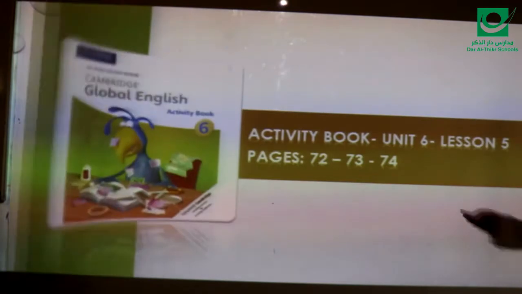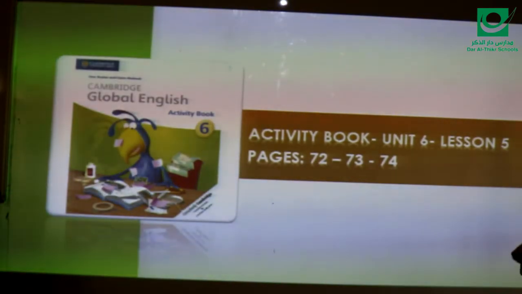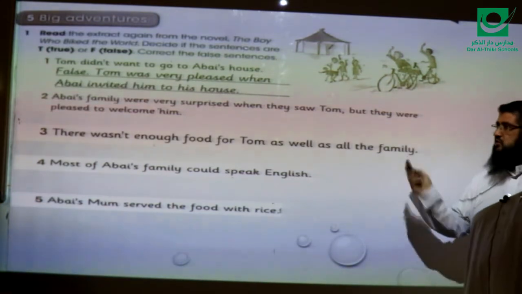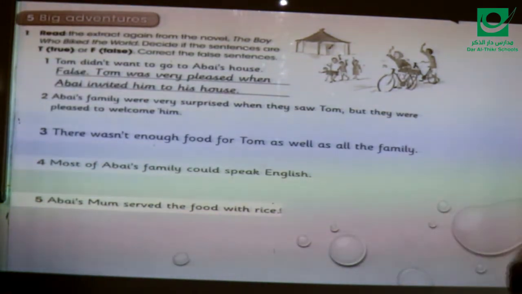Now, if I move quickly, students, to the activity book, please read the extract again, and if it's true, okay, if it's wrong, you need to correct the false one. Number one, about the boy who cycled the world, Tom didn't want to go to Abai's house. False. Tom was very pleased when Abai invited him to his house.